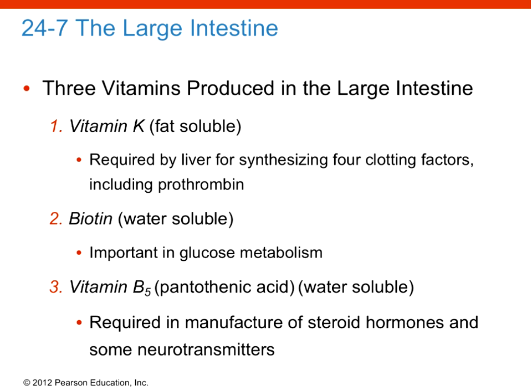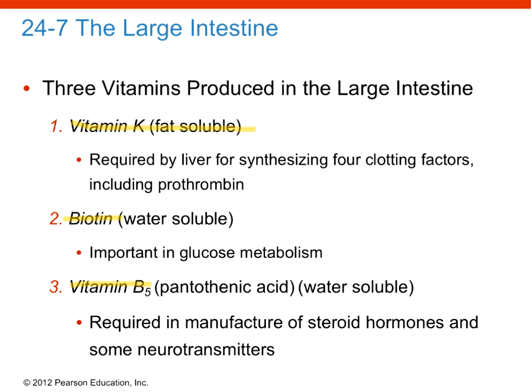So vitamins produced in the large intestine, I'm going to highlight these because they're important. We have vitamin K that's produced. We need vitamin K, as we remember from our blood cell chapter, for making blood cells, for clotting factors. We have biotin, which is important for glucose metabolism, and then vitamin B5, which is needed to make steroid hormones and some neurotransmitters. When I say steroid hormones, I'm thinking estrogen, testosterone, cholesterol, that sort of thing, not the anabolic steroids. So these are all organic, if you will.